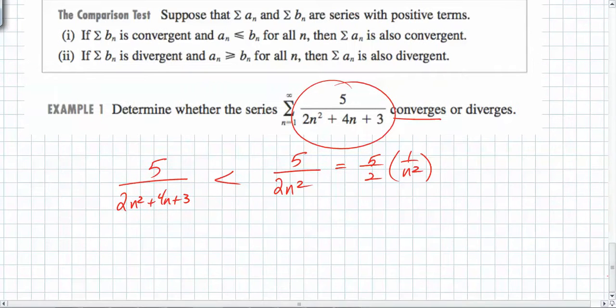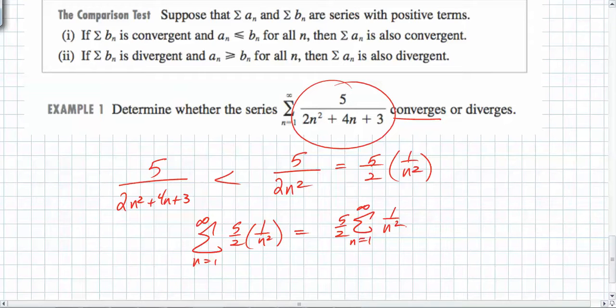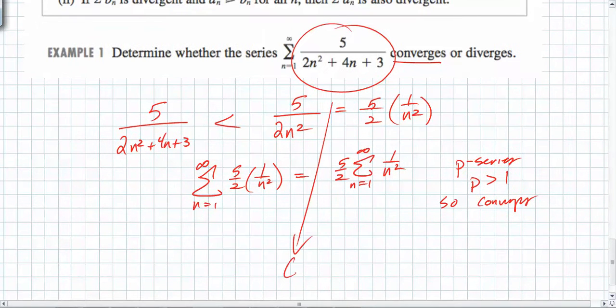So what do we now know? We know that the sum from 1 to infinity of 5 over 2 times 1 over n squared, like that, is equal to 5 over 2 times the sum of 1 over n squared. We know something about that. What type of series is that? This is a p series, and in this case, p is greater than 1, so it converges. So therefore, this is convergent.